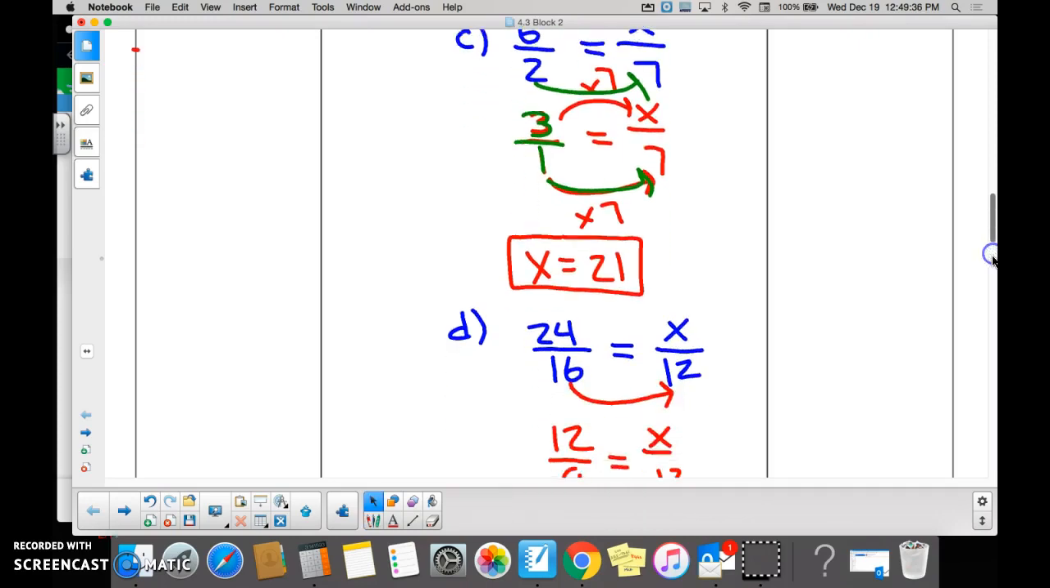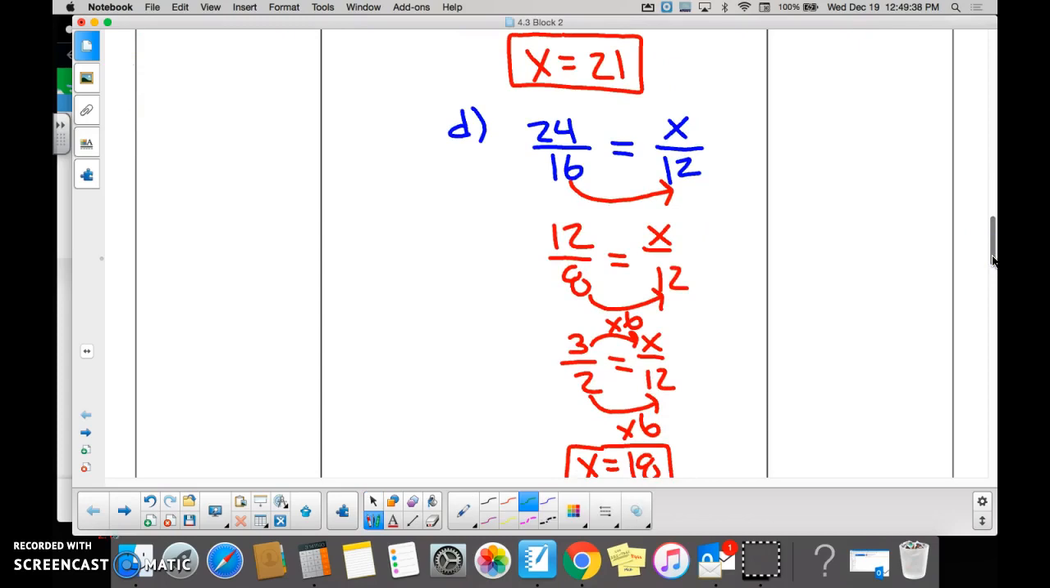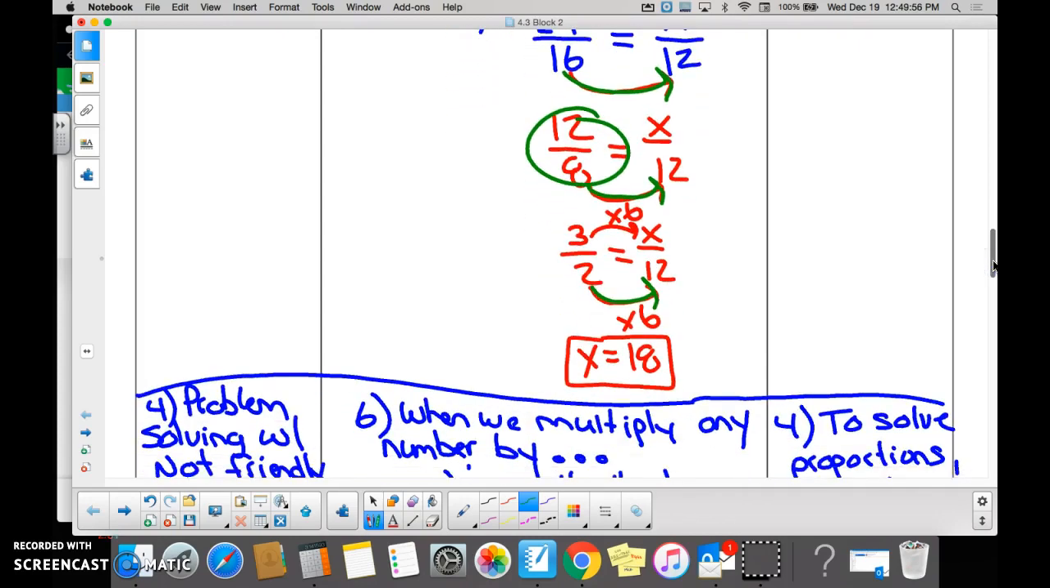D. We want to go from 16 to 12. Are they friendly? No. What do you do? Reduce. So we reduce and we try to go from 8 to 12. Are they friendly? No, but we could still reduce, can't we? So we reduce down to 3 over 2. Can we go from 2 to 12? How do you go from 2 to 12? 6. So what do you multiply the top by? 6. There you go, your answer. Okay, so friendly numbers, if they're not friendly, reduce and you're good to go, yes?